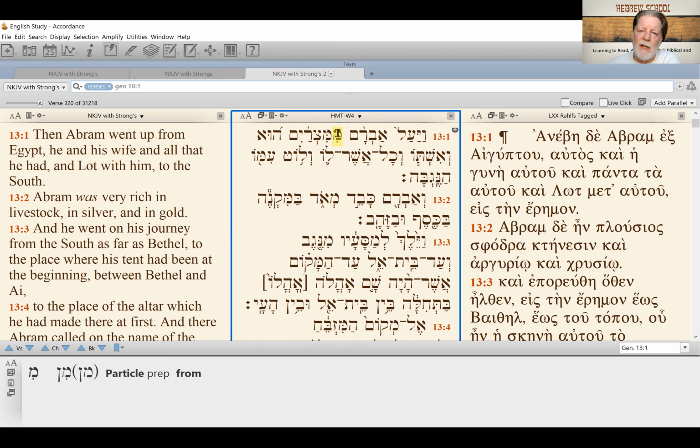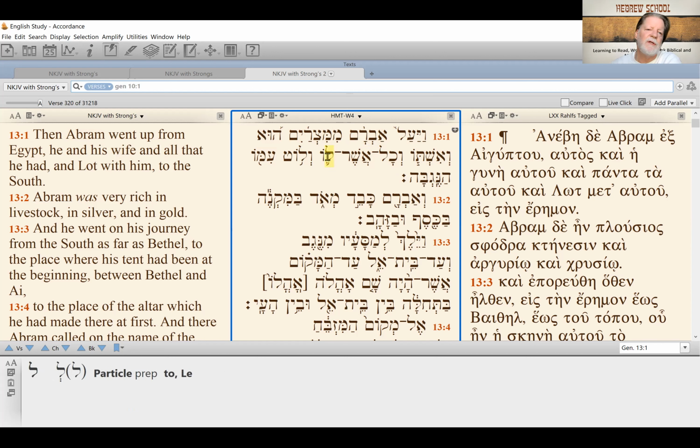Avram is Abraham's name. The mim prefix here means where they came from. Mitzrayim is where they had gone. So mim Mitzrayim means out of or away from Mitzrayim. Hu, that's he, Abraham. Ve'ishato, Isha is Abraham's wife, so that would be Sarah. Ve'kol asher lo, and all that was to him.